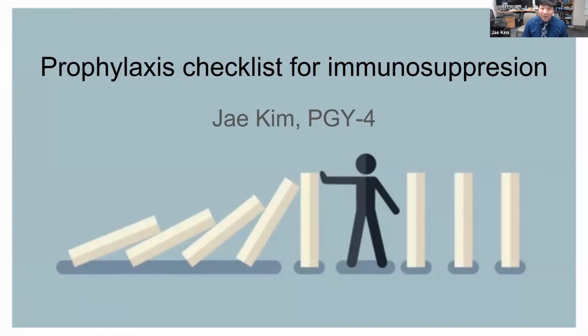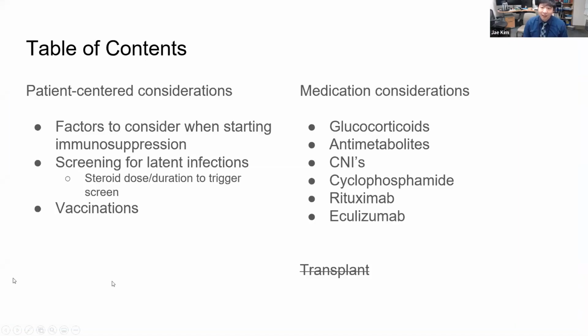I approach this as a practical, clinical-driven topic in something I'm weak in, but interested in learning more about. And notice that this is a checklist, not a guideline. We always have to tailor the treatment to the patients in front of us. We'll be going over patient-centered considerations, including some factors to consider when starting immunosuppression, screening for latent infections, and the steroid dose and duration to trigger that screen, some vaccinations and medication considerations, including the selected ones listed here.